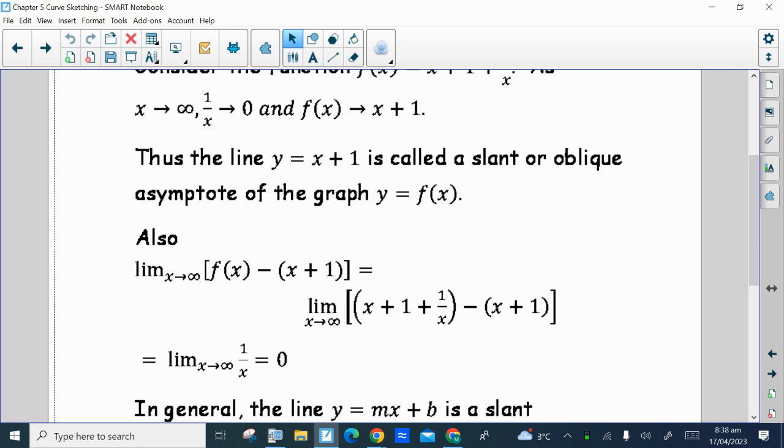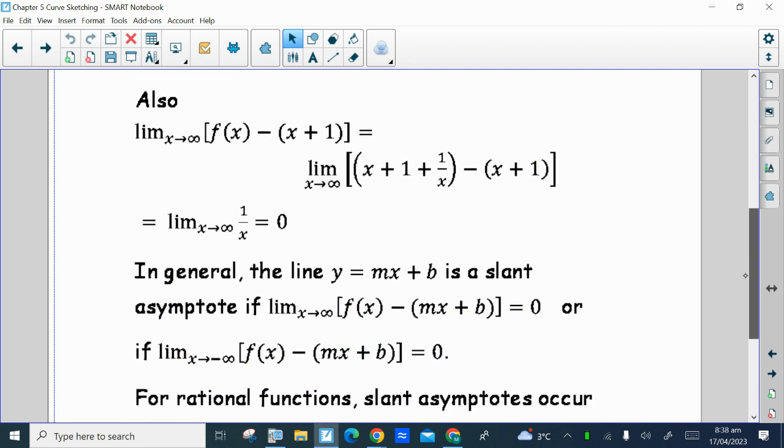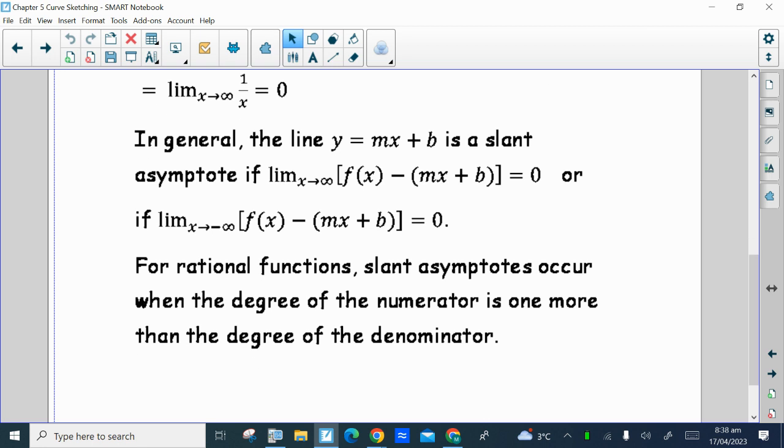Right. So again, if f of x is this function, x plus 1 over x, if you subtract x plus 1, which is the equation of that slant asymptote, you're just left with the 1 over x. And the limit as x approaches infinity of 1 over x equals 0. In general, the line y equals mx plus b is a slant asymptote if the limit as x approaches infinity of f of x minus (mx plus b), where mx plus b is the slant asymptote, is 0, or if x approaches negative infinity and that expression equals 0, then you have a slant asymptote.